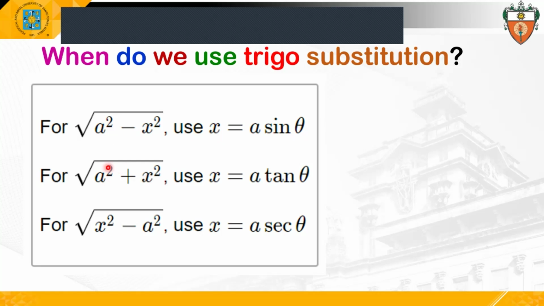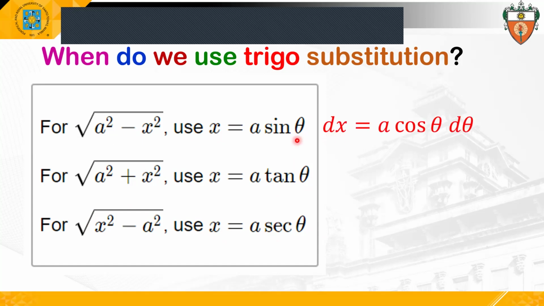Now, if this is of this form, note that this is commutative, kasi addition is commutative, we'll let x be equal to a tan theta. If we have this expression in our integral, we can let our x be equal to a secant theta. Now, why did we choose these ones? Kasi tingnan nyo ang mangyayari pagka ginanito natin yung x natin.